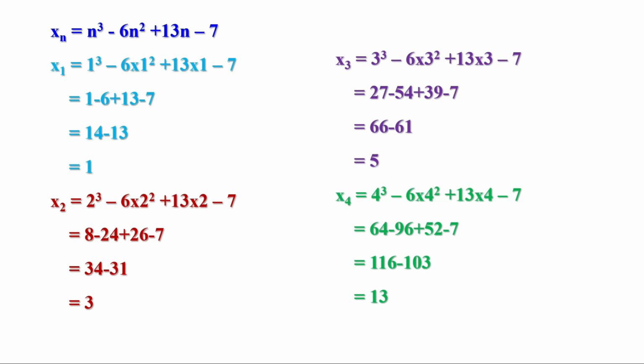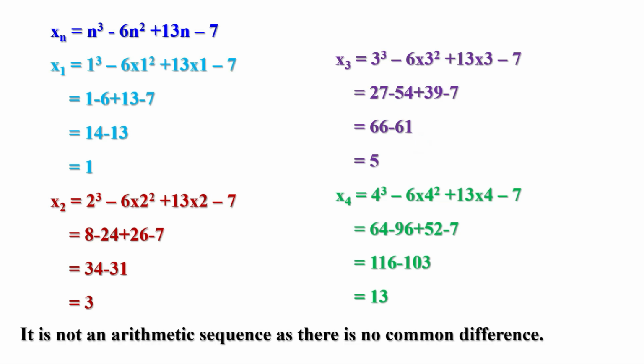Now look at the terms 1, 3, 5 and 13. Is it an arithmetic sequence? 1 plus 2 is 3, 3 plus 2 is 5, 5 plus 2 must be 7. But here the fourth term is 13. So it is very clear that it is not an arithmetic sequence. But if you have looked at the first three terms, you may think that it's an arithmetic sequence. But looking at the fourth term, we can easily understand that there is no common difference. So this is not an arithmetic sequence.